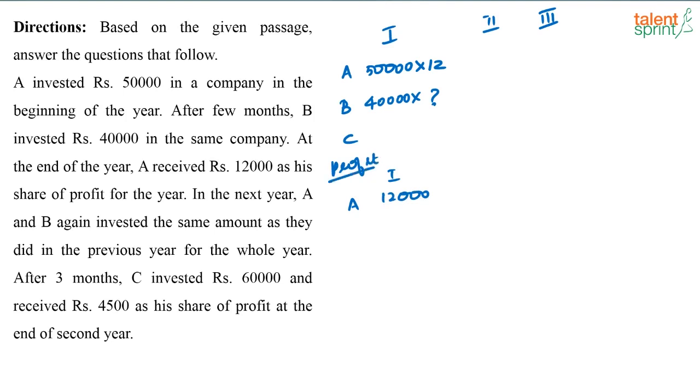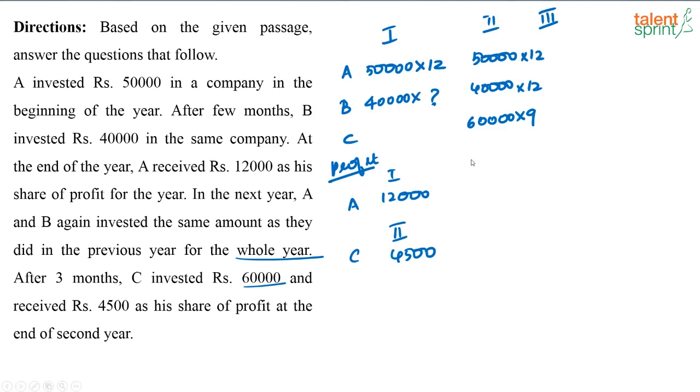And in the next year A and B invested the same amount. So, next year also A is investing 50,000, B is investing 40,000, and they are investing for the same 12 months in the second year, for a whole year. After 3 months, C invested 60,000. So, in the second year, C is investing 60,000 rupees for 9 months, and C at the end of the second year is receiving a profit of 4,500 rupees. So this is the information that we have.